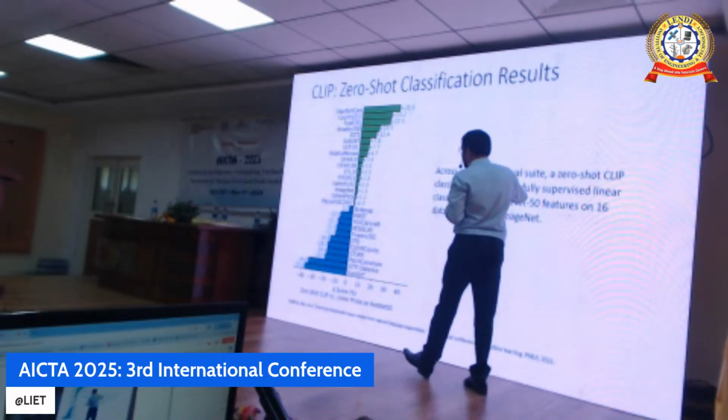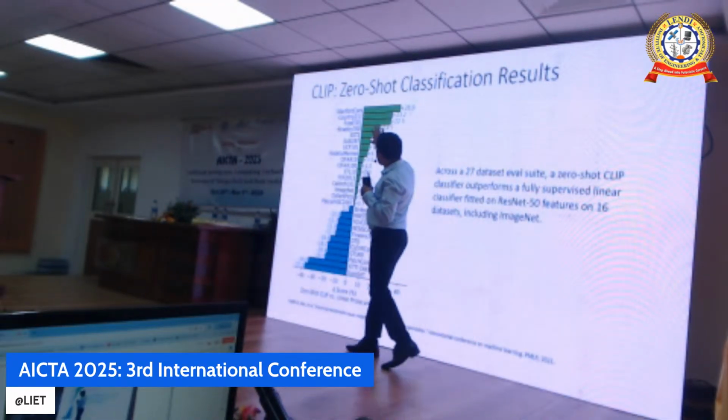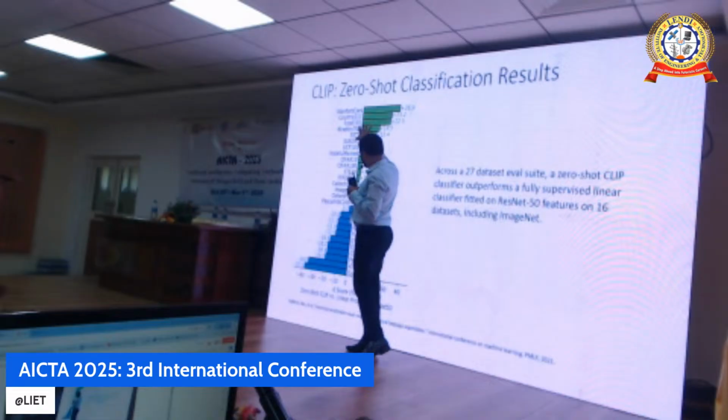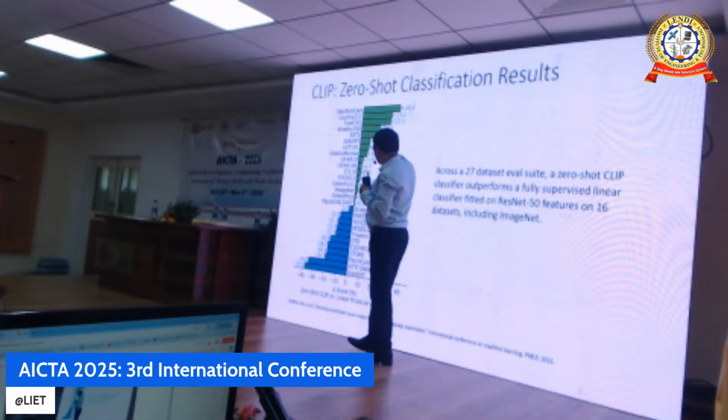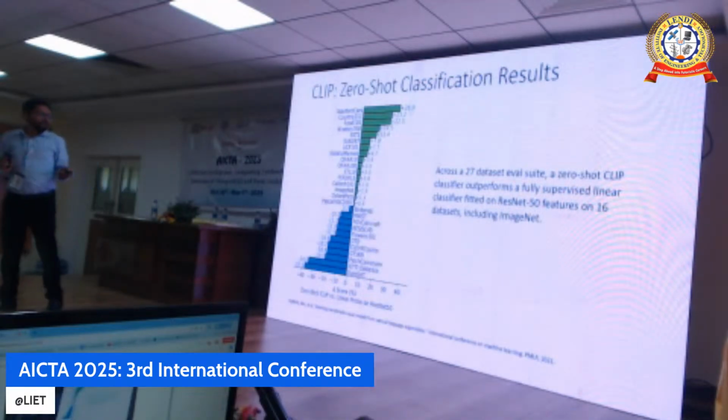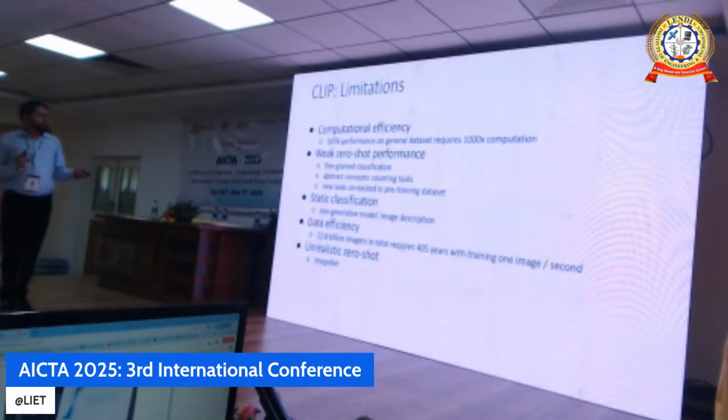27 data sets we tested. Like Stanford Cars, Country211, Food101. These are all standard data sets. See this one. This is the accuracy they have given, outperforming the existing models. Of course, on a few data sets it failed. After this, we came up with another model called ALIGN and so on. But I am not discussing all those.